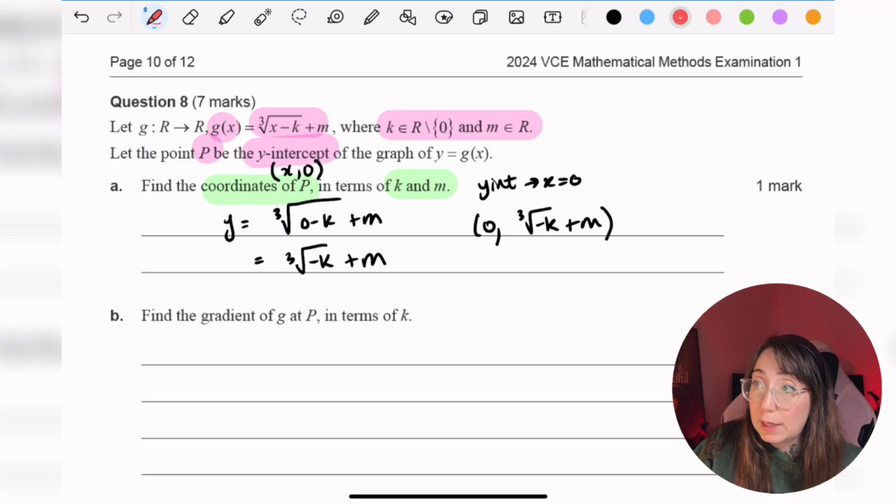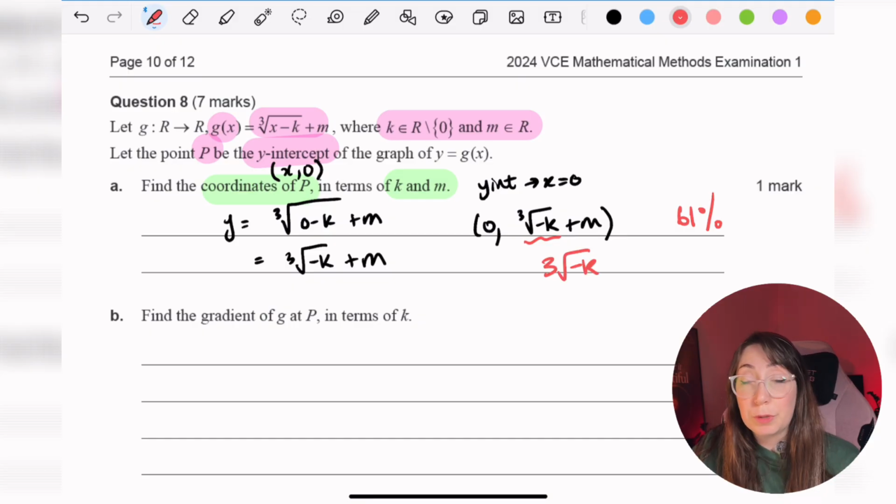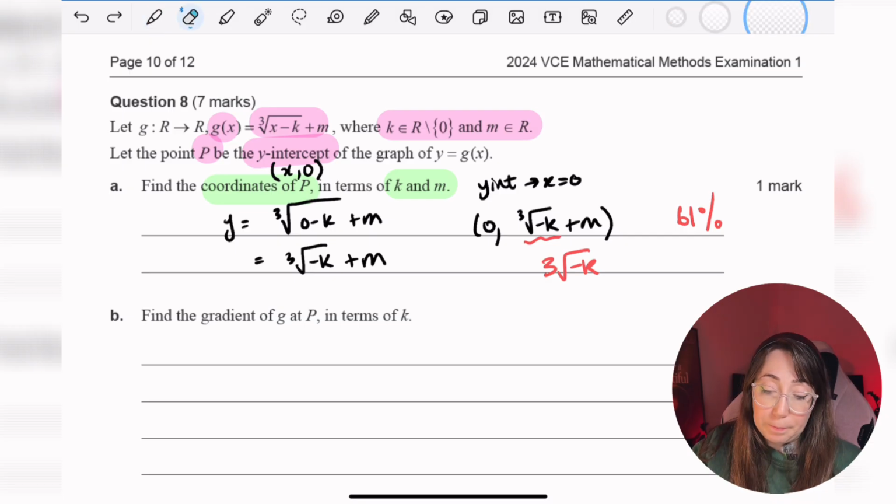61% of students were able to get that question right, which was very good. And just be careful of your notation here. A lot of students wrote 3 times root negative k, and I'm sure that this is what they meant, but it's really important to write little 3, not the big 3. So just be careful with that.